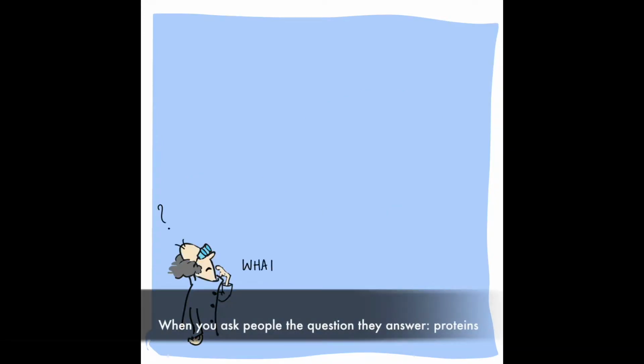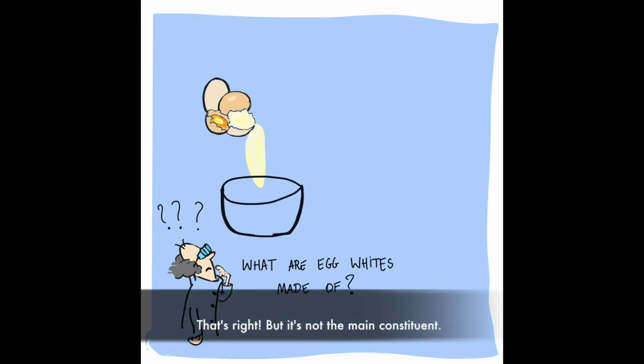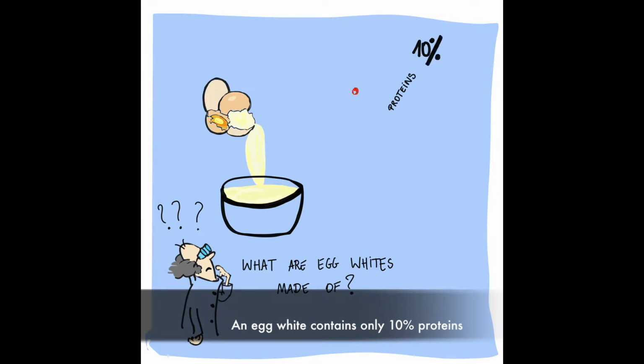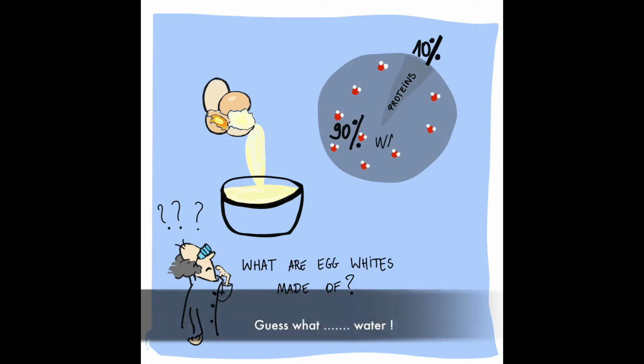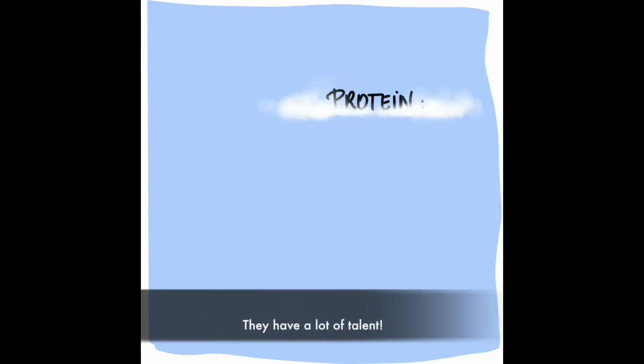When you ask people the question, they answer protein. That's right, but it's not the main constituent. An egg white contains only 10% proteins. The other 90% is, guess what? Water. Even if proteins are in minority, they have a lot of talents.